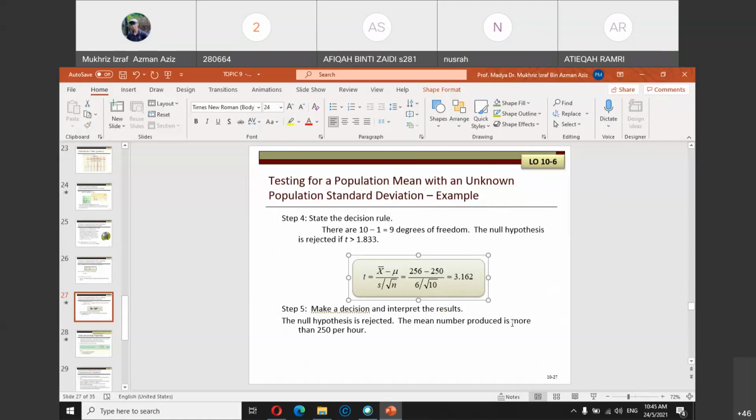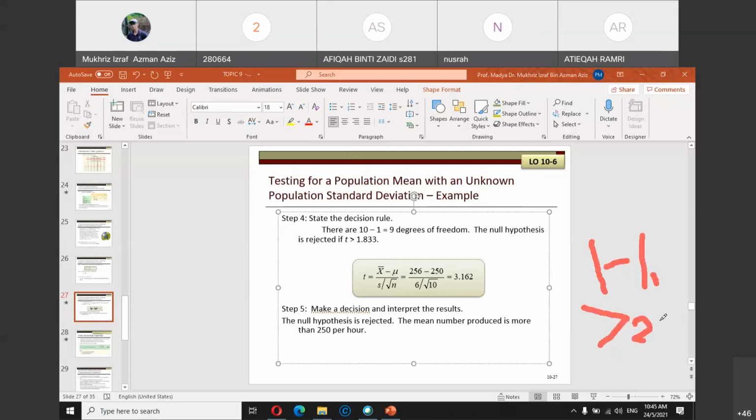Okay. So you can conclude in the third sentence, the mean is more than 250, which is what your H1 is. Your H1 is the mean is more than 250. Because you reject, it means that you can support this statement. Because H1 is the mean is bigger than 250, bigger than or more than. So the sentence you just mention is, the mean is more than.